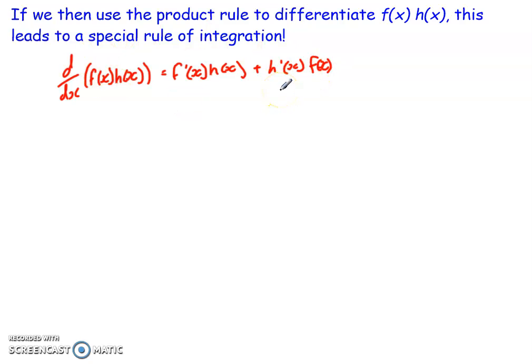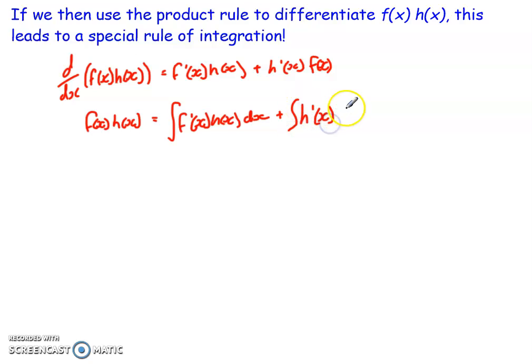Now what I've got here is the derivative. So if I then do the counter derivative, i.e. the antiderivative, and integrate that, what I'm then able to say is that f of x times h of x equals the integral of f dashed of x, h of x dx, plus the integral of h dashed of x, f of x dx.